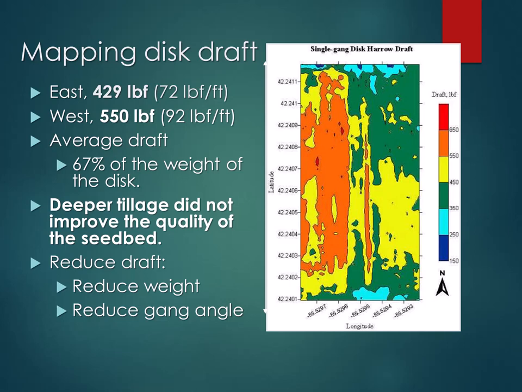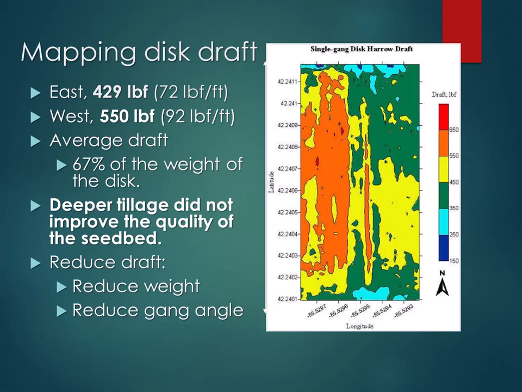The legend colors on the right-hand side show the disk draft in 100 pound force increments. For instance, yellow shows where the draft was between 450 and 550 pounds force. The standard disk was used on the east side, or the right-hand side of the field, where draft ranged from 350 to 550 pounds force, averaging 430 pounds force. On the west side of the field, the heavy disk draft ranged from 450 to 650 pounds force, averaging 550 pounds force. Clearly, the heavy disk increased the animal's workload.